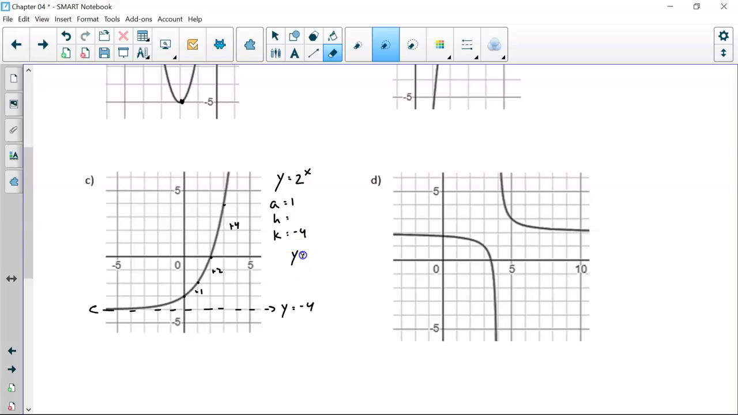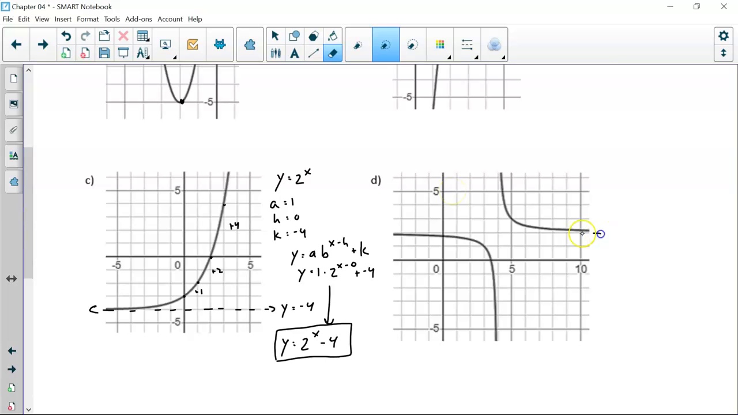So y equals a times b to the x minus h plus k. So when we fill in our values, y equals a, which is 1, times b, which is 2 to the x minus h, which is 0, plus negative 4. So when we clean that up, y equals 2 to the x minus 4. That one's a little bit trickier. Like I said, we're just kind of practicing these on how things are moving.